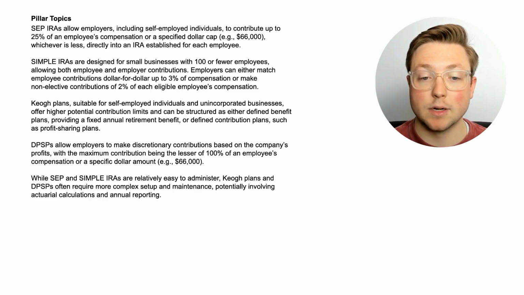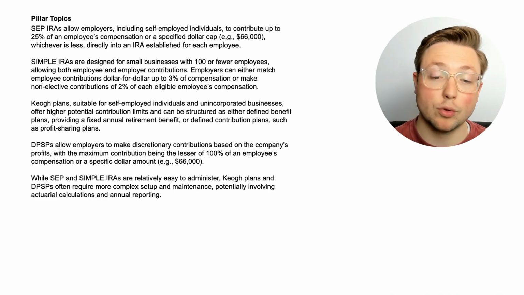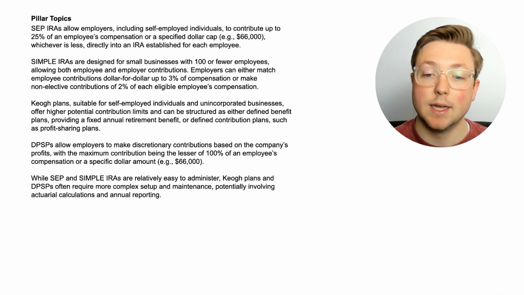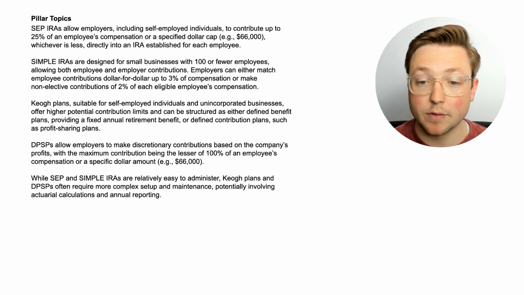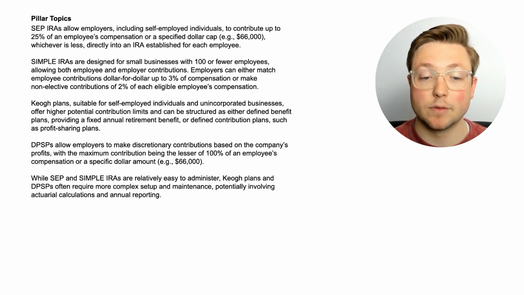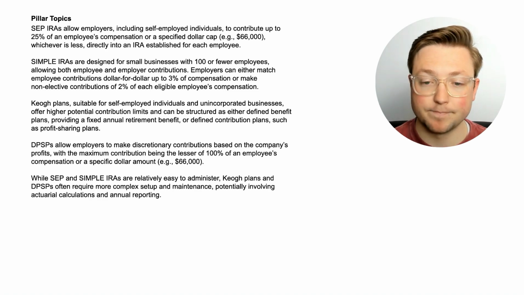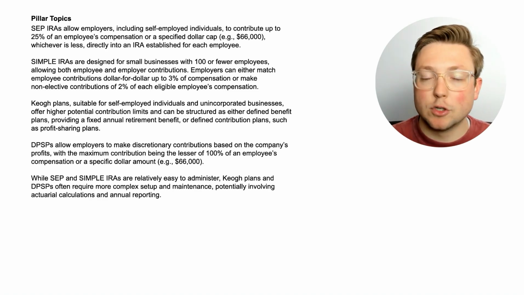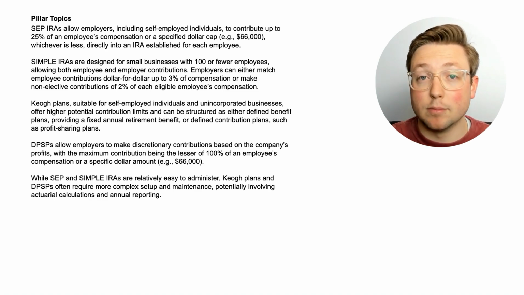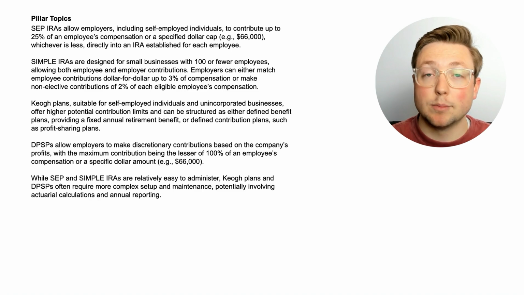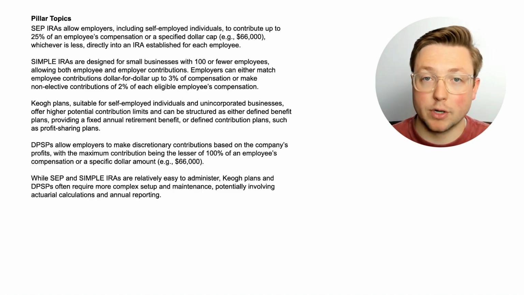Simple IRAs are designed for small businesses with 100 or fewer employees, allowing both employee and employer contributions. Employers can either match employee contributions dollar for dollar up to 3% of compensation, or make non-elective contributions of 2% of each eligible employee's compensation. So a simple IRA, somewhat similar to an SEP, but the big difference between the two is that with SEP, only the employer can contribute, whereas with simple, the employee and the employer can contribute.